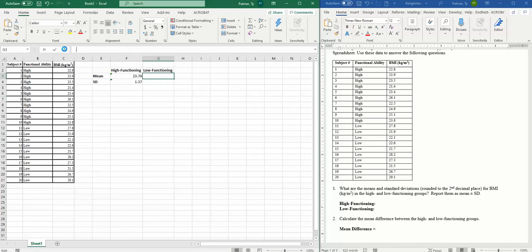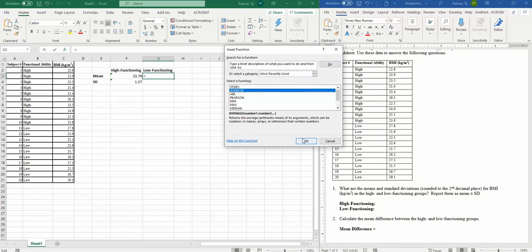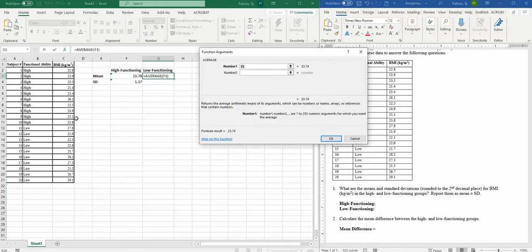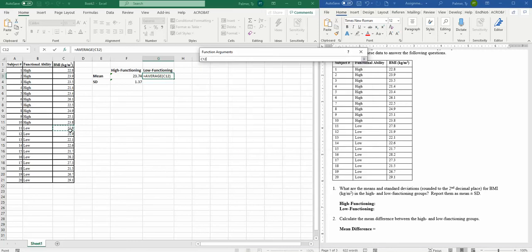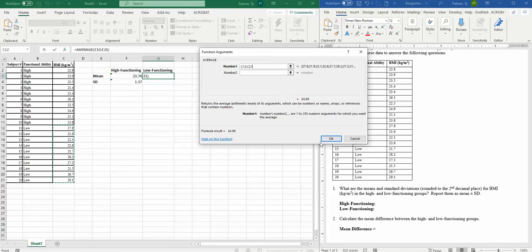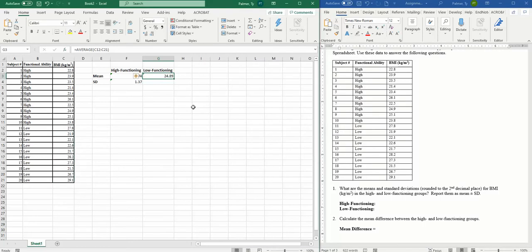Let's calculate the mean, average. Now we're going to highlight only the subjects in the low functioning group. Okay, so starting here with subject 11 and then going down to subject 20. Okay, and then click OK. All right, we get a mean of 24.89.